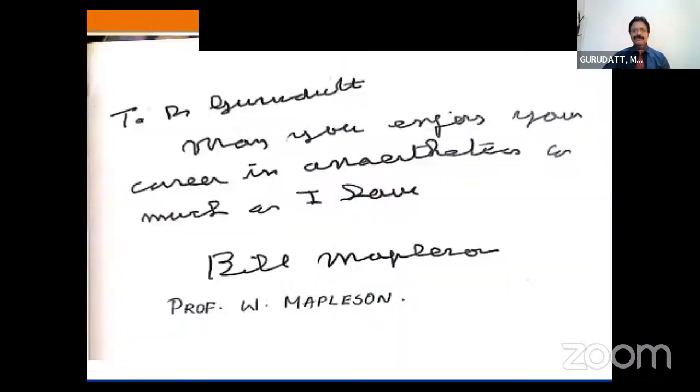So one thing I just want to show you, this is the handwriting of Bill Mapleson. In the UK, one of my students went for a conference where Bill Mapleson was there. He was already nearly 90 years old. She thought immediately about me and bought a physics book, and she asked Bill Mapleson to write a few words for me. So he has written this: to Dr. Gurudatt, may you enjoy your career in anesthesia as much as I have. Bill Mapleson, his signature. It's a prized possession for me, and I keep showing it to all my postgraduates, this particular handwriting of Bill Mapleson.